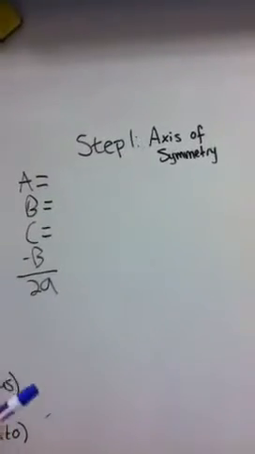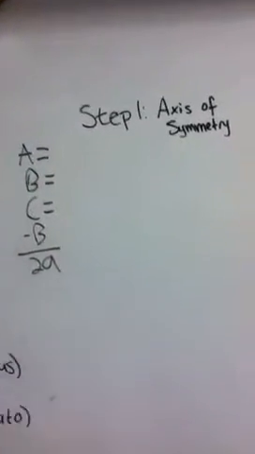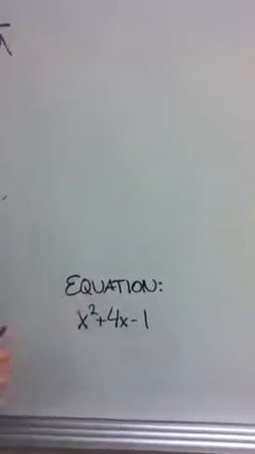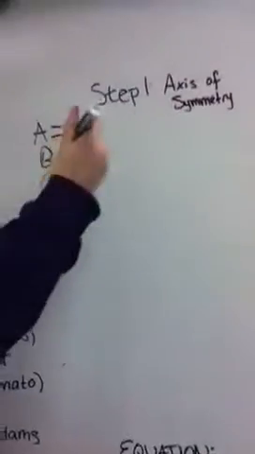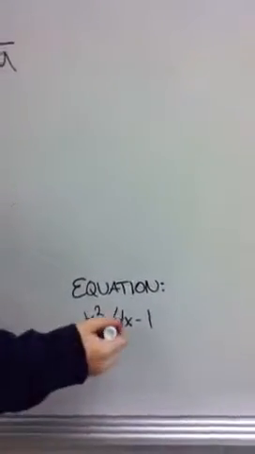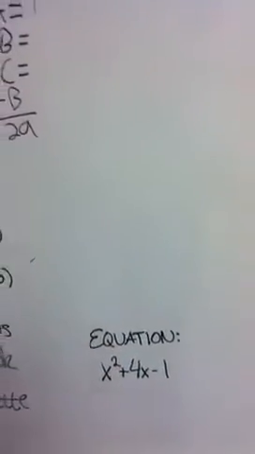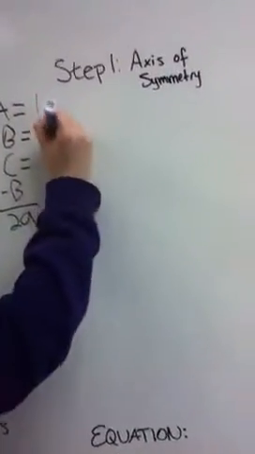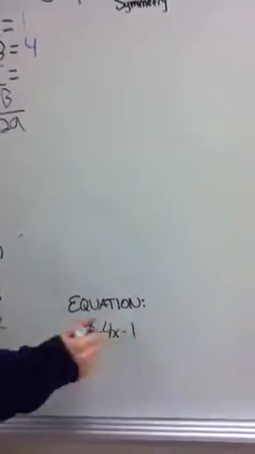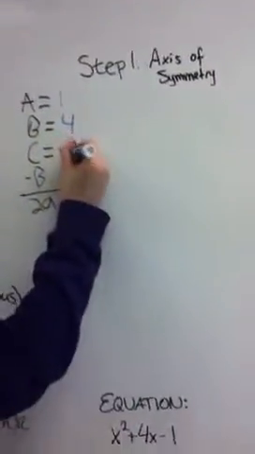First, before you do anything, you have to find the A, B, and C. And so the A is x squared, and since it's just an x, it would just be 1. And so B is 4x, so you would remove the x and just put 4. And C is negative 1 because there is a subtraction sign right there. So it would be negative 1.